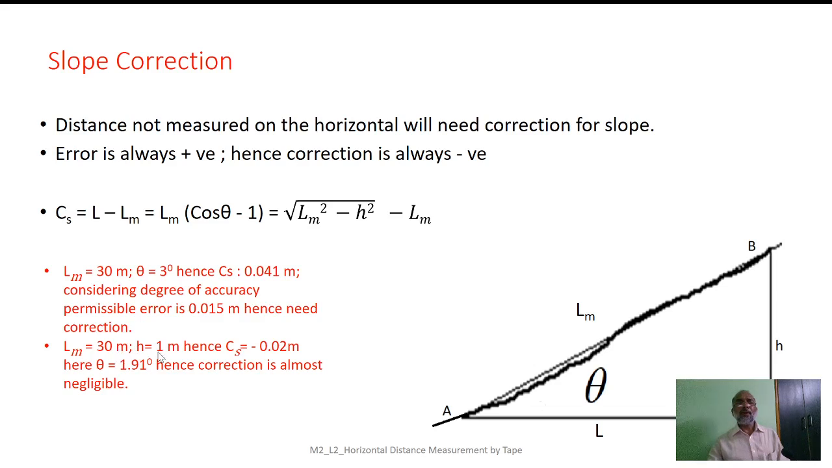Here if the height is 1 meter, this correction for slope works out to be minus 0.02 meters. For this particular case, theta is 1.91 degrees, which is less than 3 degrees, and as you see here, the correction that is determined is quite negligible.